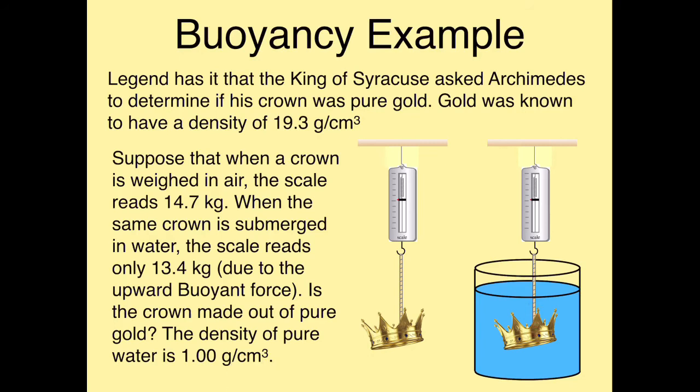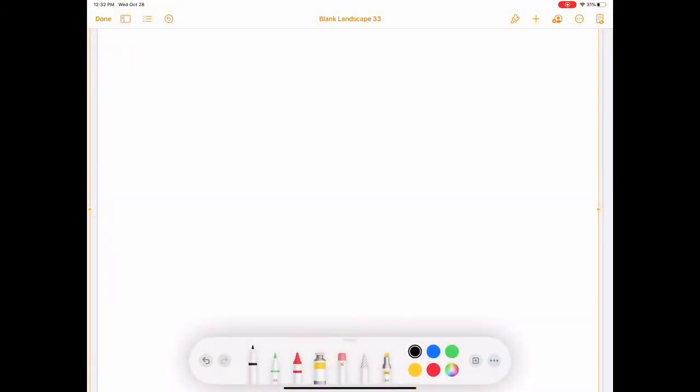So is the crown made out of pure gold or not? That's the question we want to answer. So one other piece of information we need here is that the density of pure water is 1 gram per cubic centimeter. Okay, so let's work this out. Okay, so we'll start by drawing a free body diagram of the crown when it's in the air.